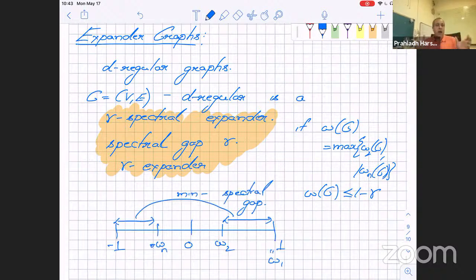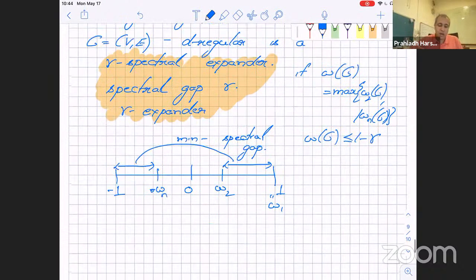And the larger this quantity, the better the graph expands. Notice for the graphs that we saw, hypercube, cycle and all, these are really tiny quantities. For the hypercube it's like 2 by n, or in terms of the number of vertices, 2 by log n. For the cycle, it's even worse: the spectral gap is like 1 by n squared. But what we're going to talk about is gamma.